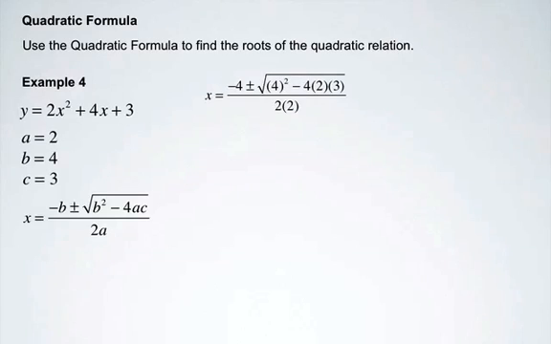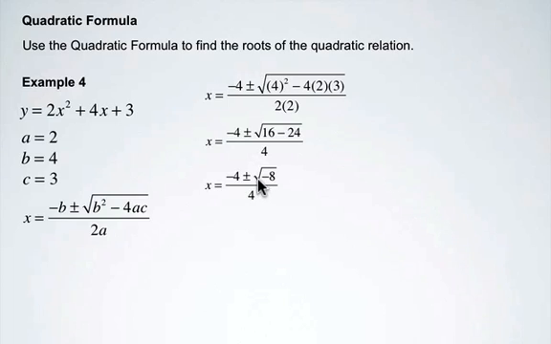We begin by substituting the values of a, b, and c into the quadratic formula. Here they are. Our b's substituted in, our a's, and our c. So x equals negative 4 plus or minus the square root of 16 minus 24, divided by 4. Negative 4 plus or minus the square root of negative 8, divided by 4.